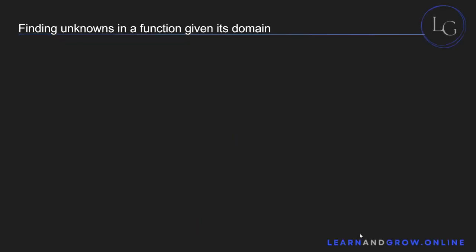Well, let's find the unknowns in the function where we have its domain given to us. This is the function, right? The unknowns are a and b. Now, let's see what is given to us.